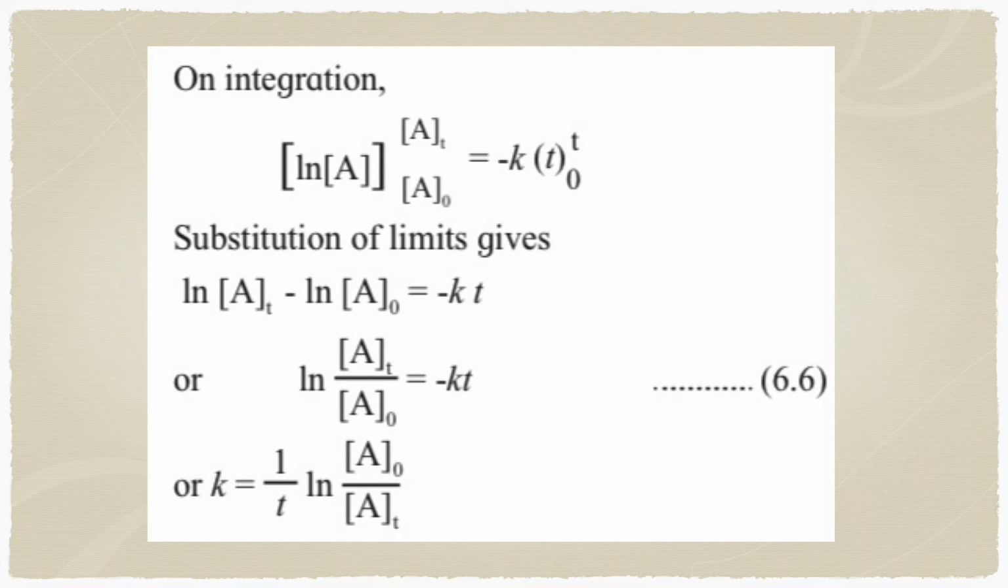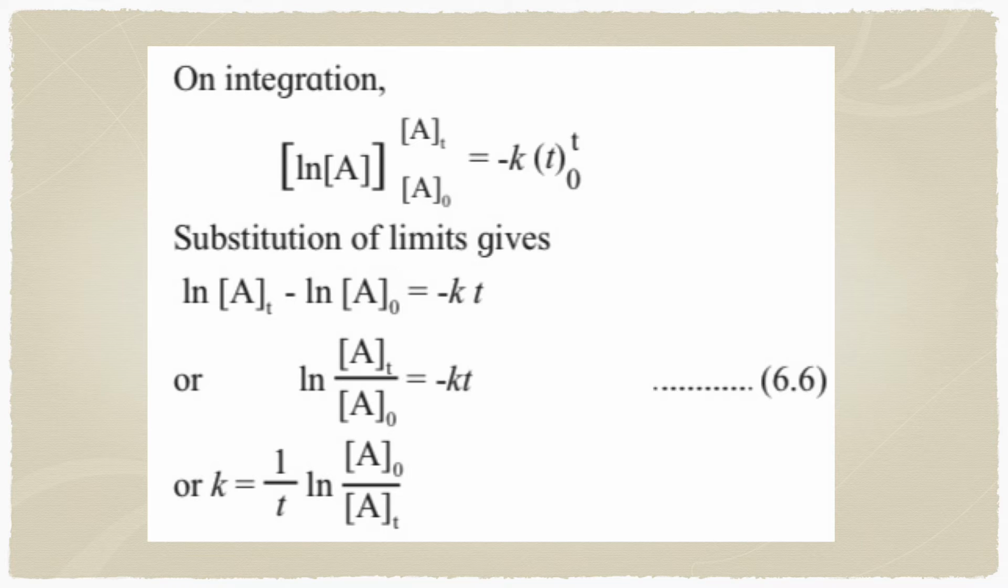Now we are going to substitute the limits. First we substitute the higher minus the lower. Therefore ln A t minus ln A naught is equal to minus K into t. The other term will go away as t is equal to 0. Rearranging, you know that ln A minus ln B is nothing but ln A upon B. Therefore we write ln A t upon A naught is equal to minus K t.